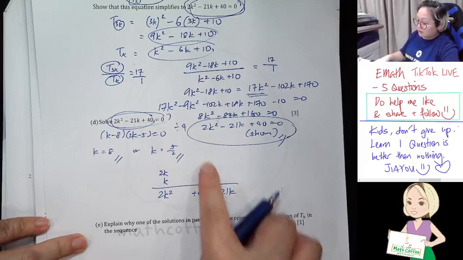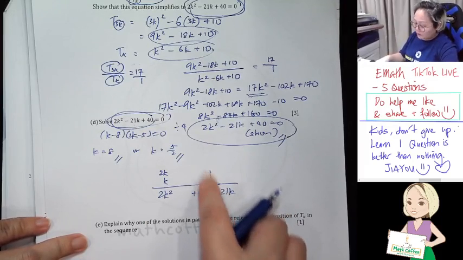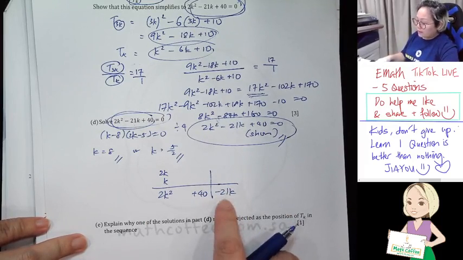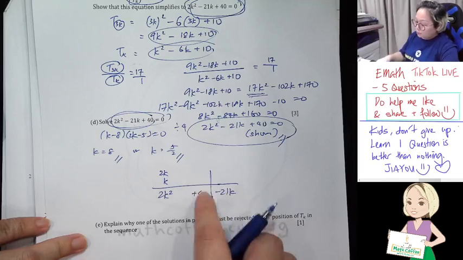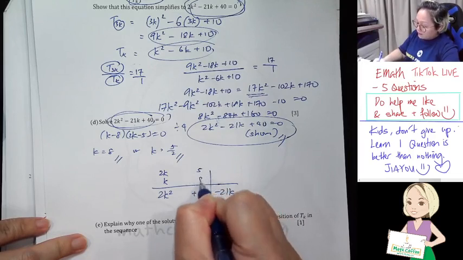This one, 40, I have a lot of combinations, right? I can have 8 times 5, 20 times 2, 4 times 10. So your objective is you want to get minus 21 over here. So I know I can put 8 and 5, right? I can put 8, 5, I can put 5, 8. So 5 and 8, you have to try and error.